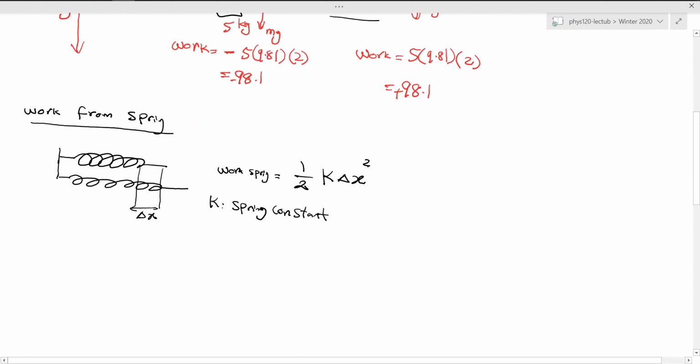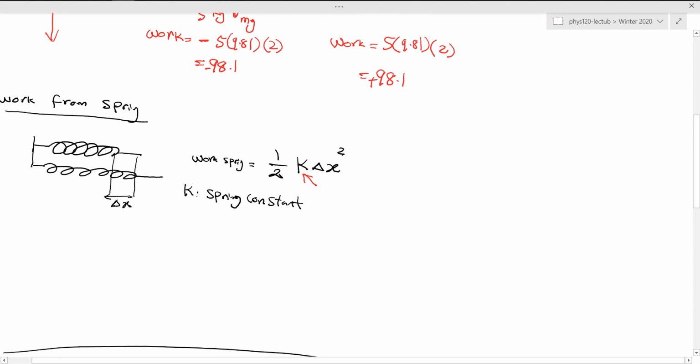Work from a spring. So if you have a spring and you're stretching the spring or compressing the spring, in both cases you would have work. So now the work from a spring is half of K. This K stands for stiffness or spring constant. And this usually has a unit of Newton per meter. So the unit of that actually is force per distance.